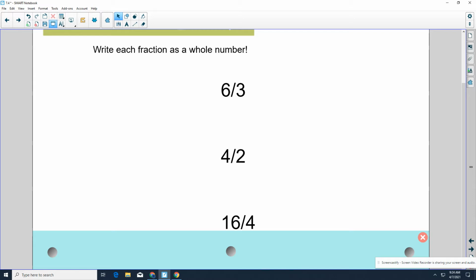So if you remember, we look at the fraction as a division problem. And when you do that, you just simply divide the numerator by the denominator. So 6 divided by 3 we know is 2. 4 divided by 2 is 2, and 16 divided by 4 is 4.